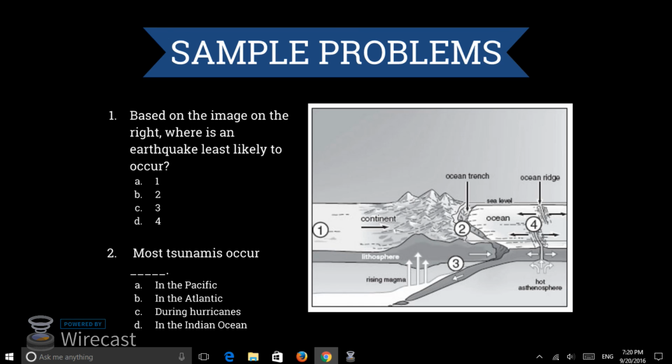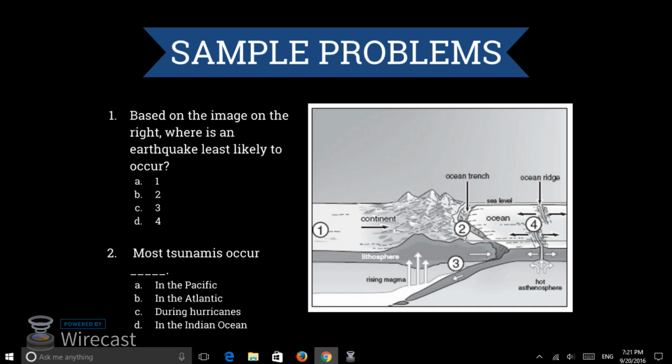And for problem 2, it asks, most tsunamis occur blank. A, in the Pacific, B, in the Atlantic, C, during hurricanes, or D, in the Indian Ocean. So the answer to this is A, in the Pacific. And see, in these types of problems, you need to have background knowledge of activity in all these regions, and also maybe about basic tectonic plate boundaries. And you can see probably the Pacific is most active since there's a lot of activity in there with the Ring of Fire and all.